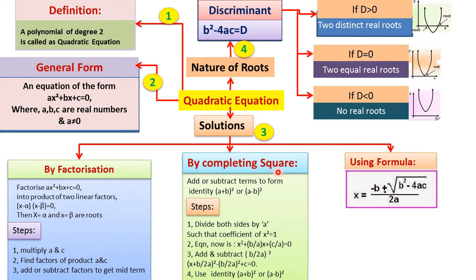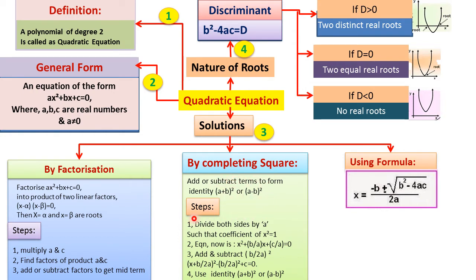Then let us see what is the completing the square method. Here we add or subtract terms. Whatever equation is given to us, we have to add or subtract some terms such that it forms an identity, a plus b whole square or a minus b whole square.